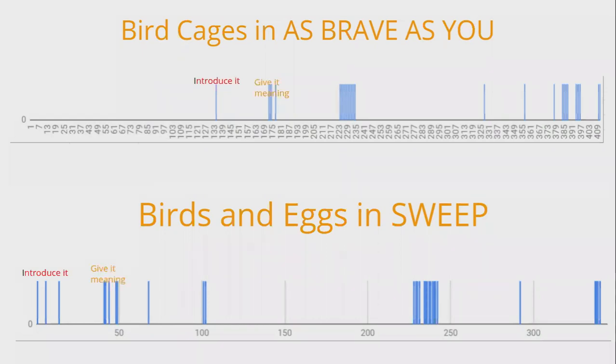And then, of course, we have some repetition in there. We have break it. You'll notice break it is at a few different places in the manuscript. In As Brave as You, it's really at the last 10%, but in Sweep, it's at the beginning of the third act. So break it generally happens at the end of the second act, beginning of the third act.